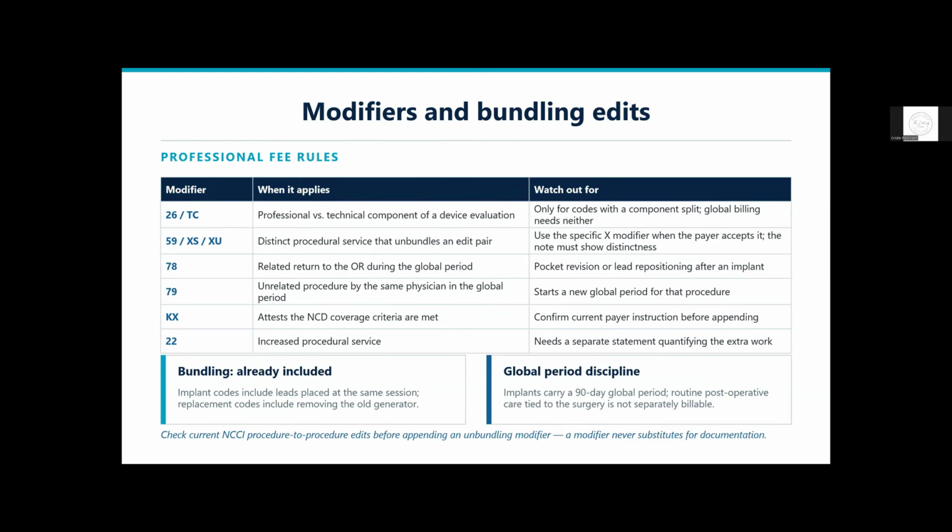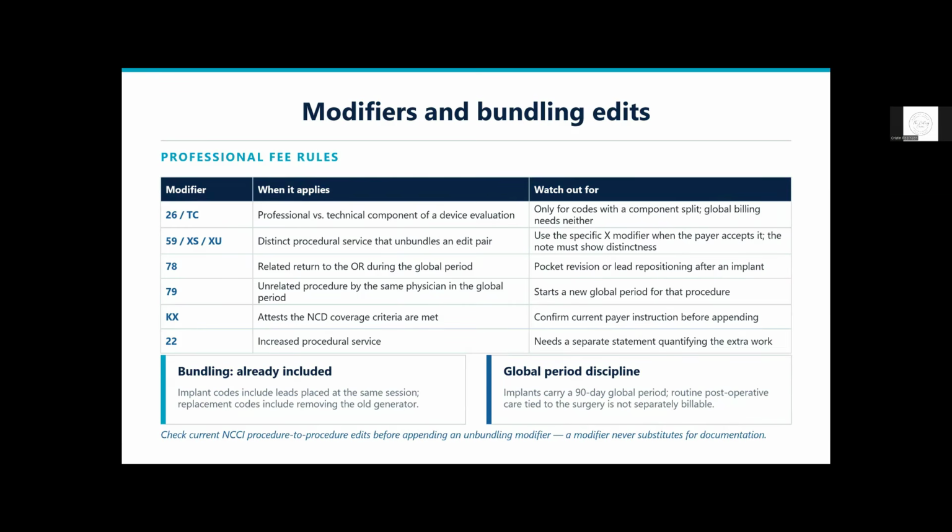Modifiers matter in device coding. 26 and TC split the professional and technical components. 59, XS, and XU unbundle distinct procedural services, but only when documentation supports it. Modifier 78 and 79 apply during the global period for related or unrelated returns to the OR. KX may be required to attest NCD criteria. Modifier 22 requires a separate statement qualifying extra work.